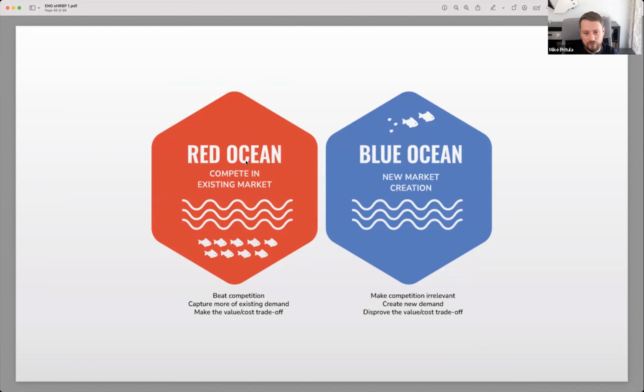Then the concept of red ocean and blue ocean. Every company wants to be in the blue ocean. It's about creating a new market where there are no competitors, because by red ocean, we mean the situation where there are a lot of competitors and it's hard to survive.